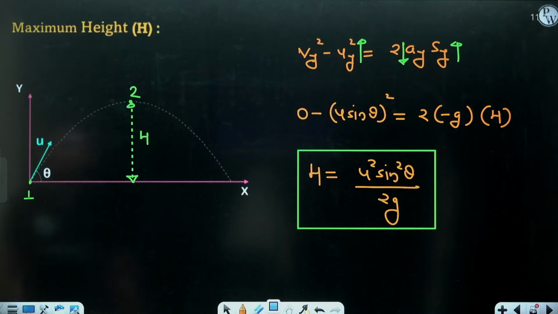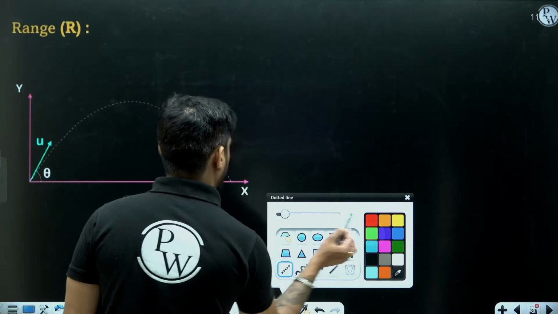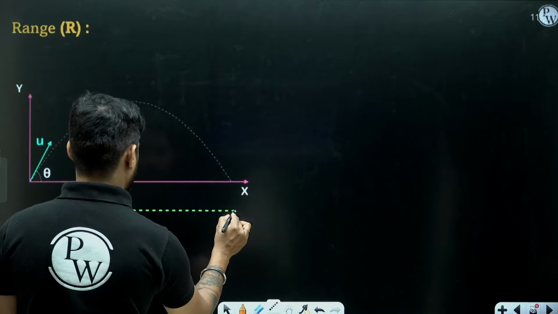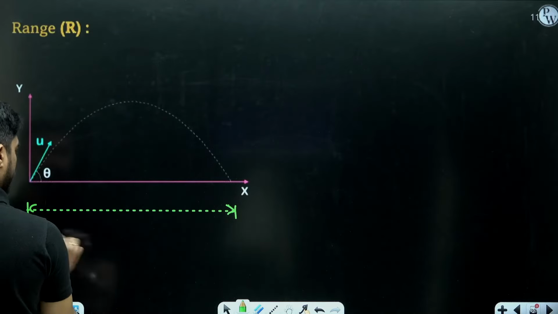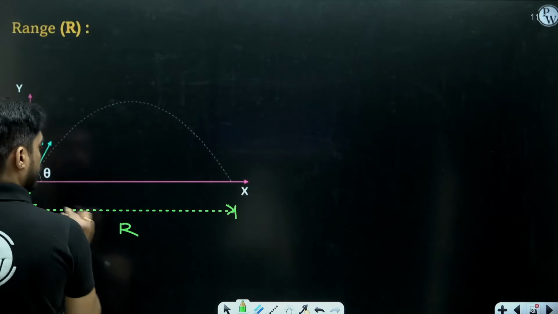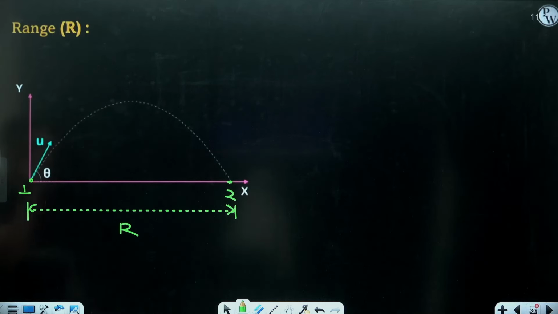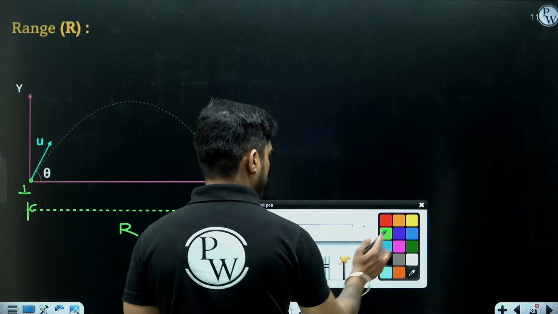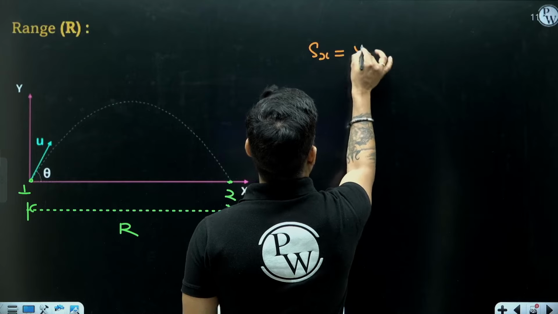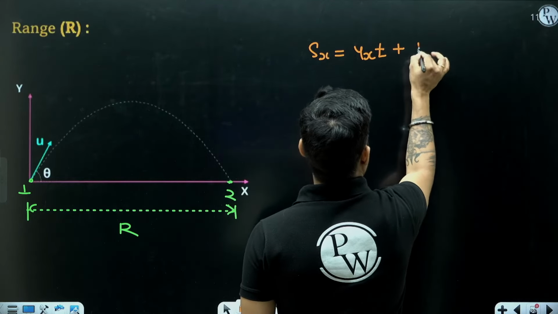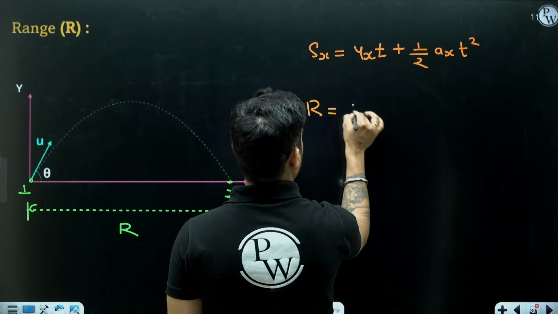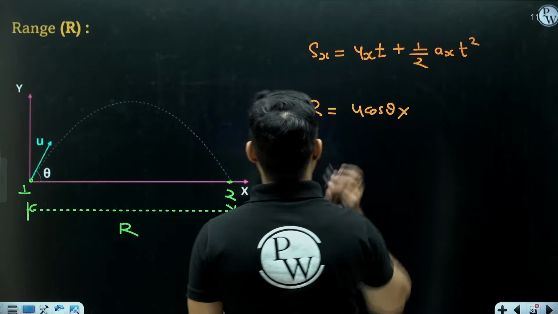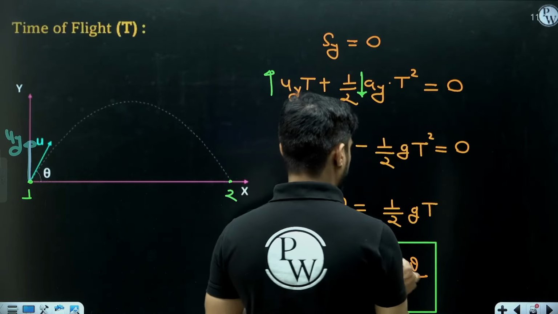Next is the range, which is the maximum displacement in x direction. This is the range. This is point number 1, point number 2. Now from 1 to 2, how do we find this displacement? Simple, we will use the equation of displacement. Sx equals ux into t plus half ax into t square. This will be r equal to u cos theta into, what is the time taken from 1 to 2? We have already calculated it, 2u sin theta by g.